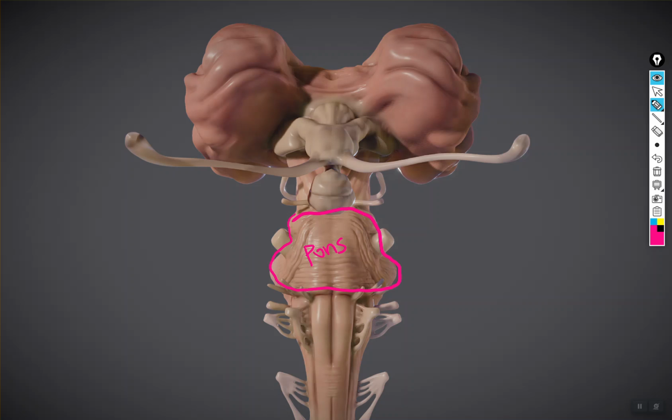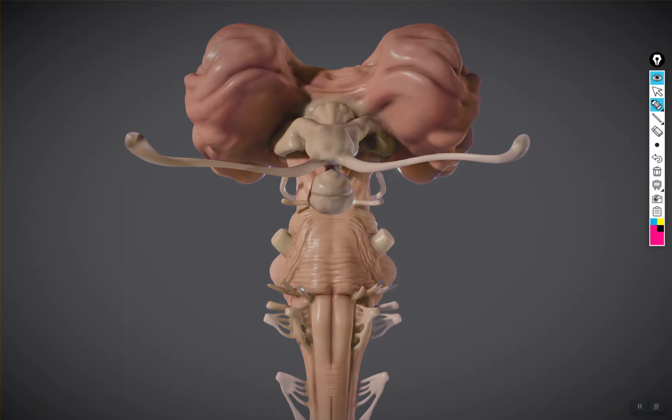So the pons contains nuclei that are important for things like respiration, your rate of respiration. There's also a pontine micturition center, so that's the thing that controls the reflex that allows you to urinate. So there's a lot of basic body function nuclei inside of the pons. So any of those would be an acceptable function.